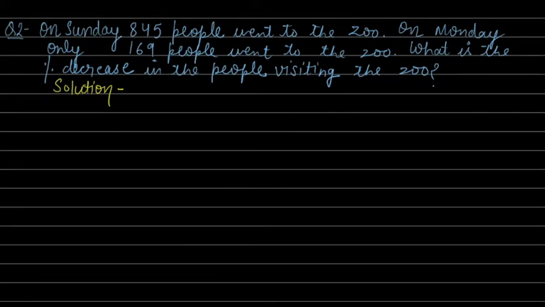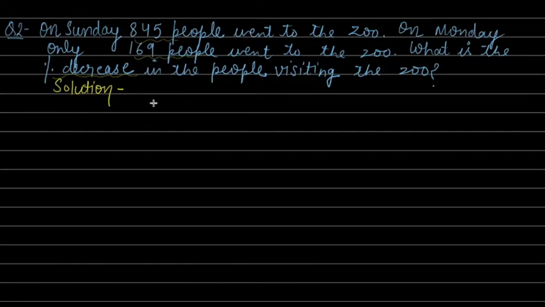On Sunday, 845 people went to the zoo. On Monday, the very next day, only 169 people went to the zoo. What is the percentage decrease in the people visiting the zoo? So on Sunday, you see the number of people is 845, then on Monday it is 169, reduced drastically.